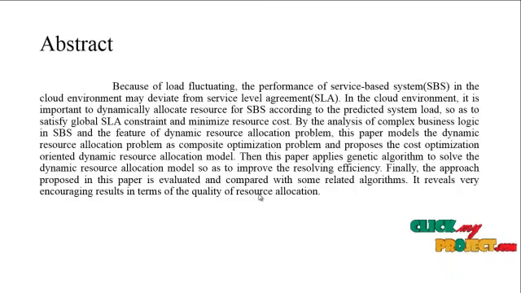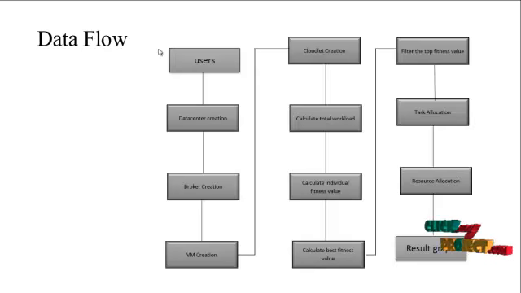In this process, the resource allocation can be done in certain later resources to reduce the dynamic cost at the process level. For the data flow diagram, in this process the user first does the data center creation. In the data center creation, you mention a certain number of nodes and certain processes. After that, the broker creation can be done on certain servers that can be controlled by a certain cloud provider.